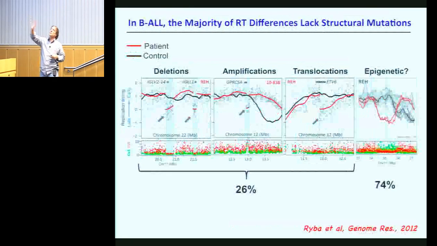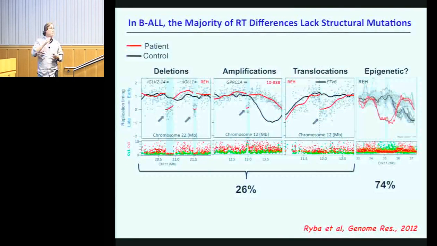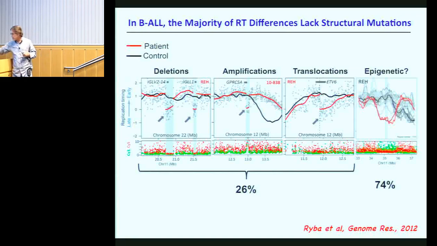Because replication timing measures copy number, we can quickly see deletions or amplifications as either losses or gains in both the early and the late compartment, right? And we can see translocations as these very abrupt changes in replication timing that can't possibly happen in nature. What I want to point out from this slide is that the vast majority don't have any of these kinds of lesions. And if you look into TCGA, you don't see any clusters of mutations in these regions that are changing in leukemia. So we're proposing that these are epigenetic or developmental control gone awry.